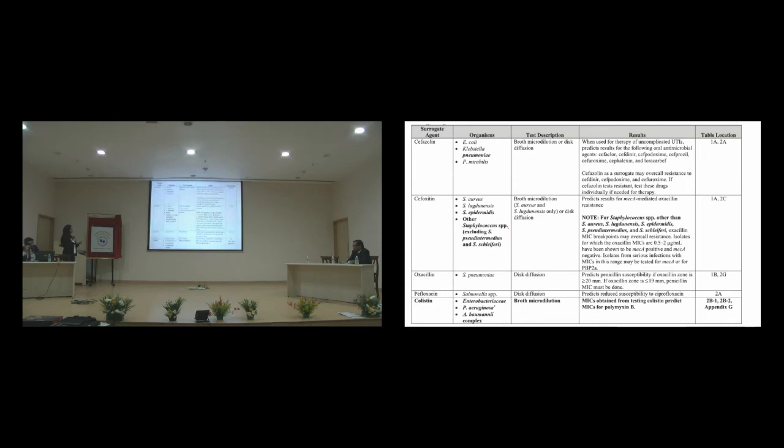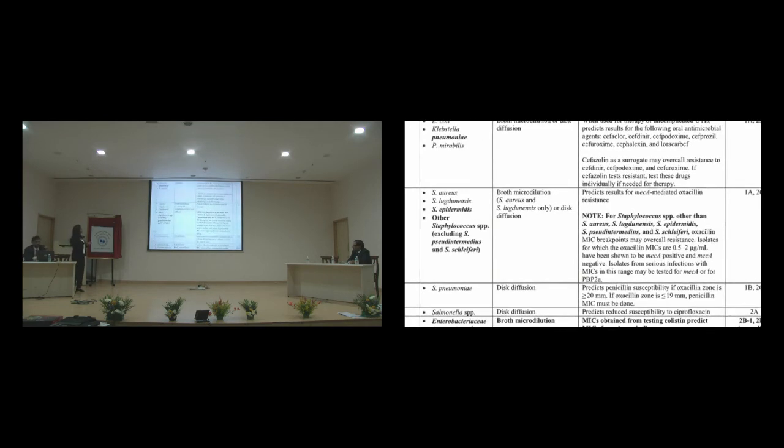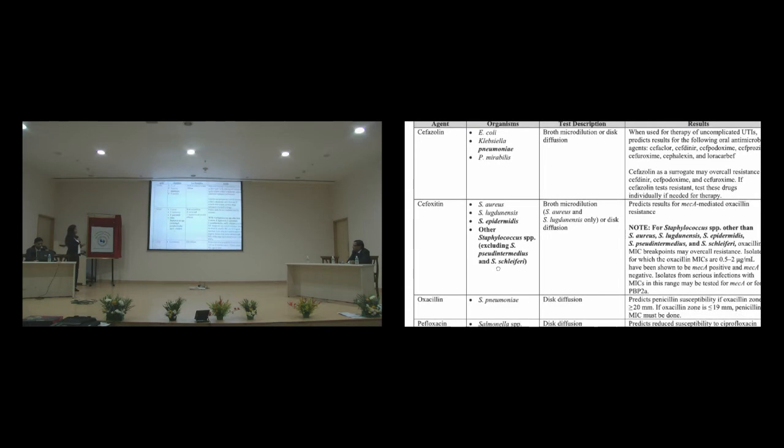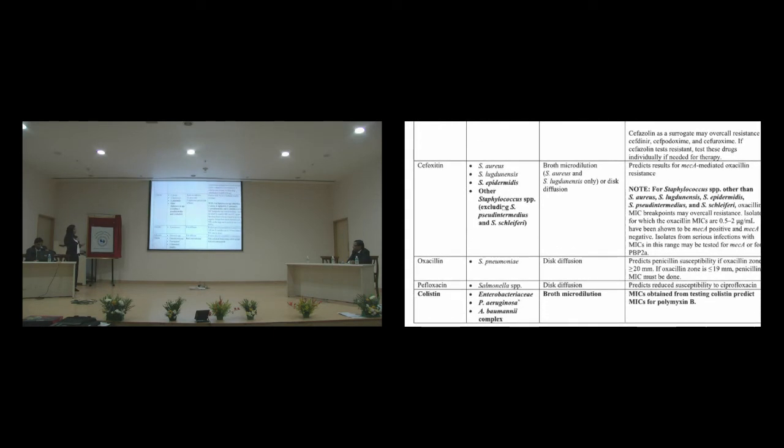So this is the list of surrogate agents. The first one, we have already discussed in the previous slide, that is cefazolin is a surrogate agent for treating uncomplicated urinary tract infection in Enterobacteriaceae. Cefoxitin is a surrogate agent for predicting beta-lactam resistance in Staph aureus, lugdunensis, epidermidis. Then oxacillin in Streptococcus pneumoniae, pefloxacin in Salmonella, colistin in Enterobacteriaceae, Pseudomonas aeruginosa, and Acinetobacter baumannii complex. So this is a list of surrogate agents.